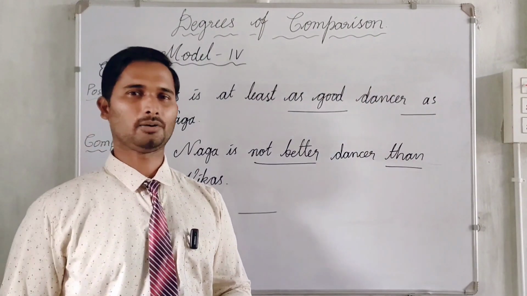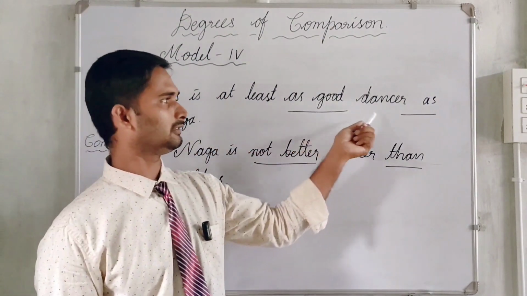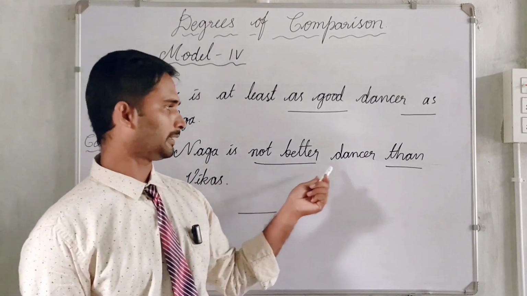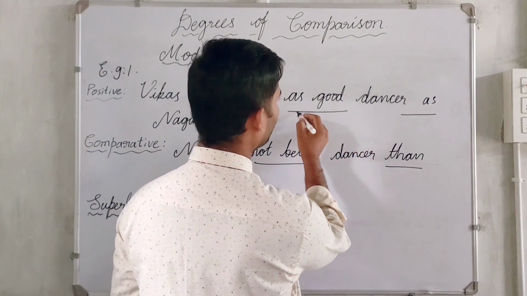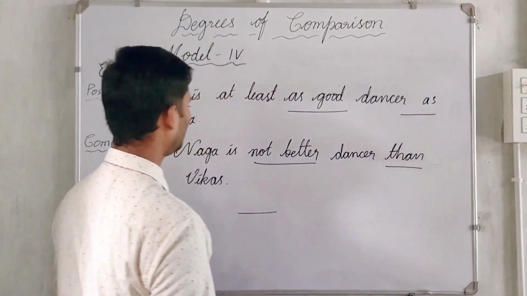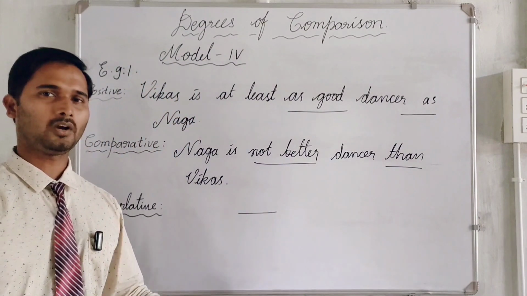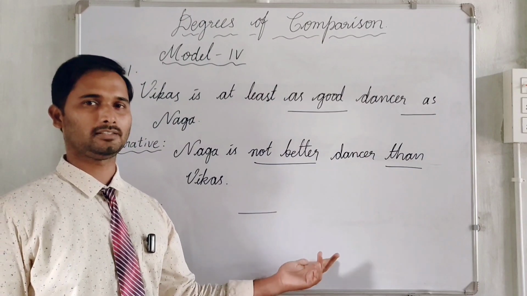Degrees of comparison, Model 4. Let us see some examples. Vikas is at least as good a dancer as Naga. And the comparative form: Naga is not a better dancer than Vikas. Here the comparison is made between two, and the key points are as good a dancer as, and in the comparative form, not a better dancer than Vikas. And Model 4 does not have the superlative form because we compare between two things or two people.